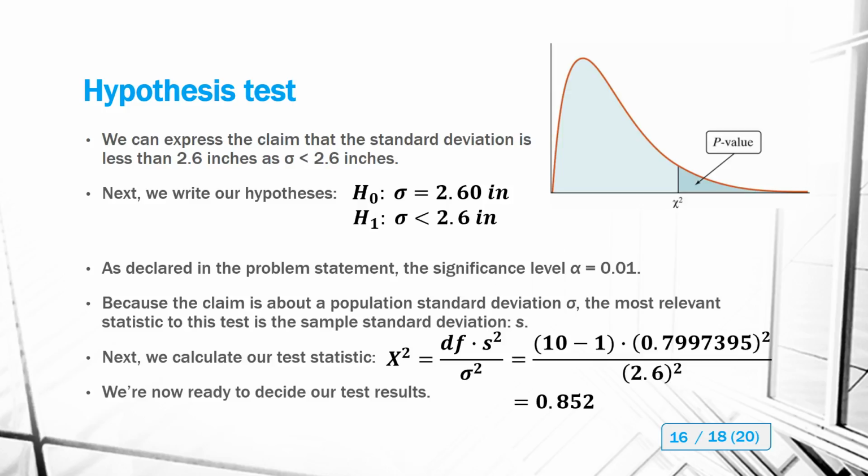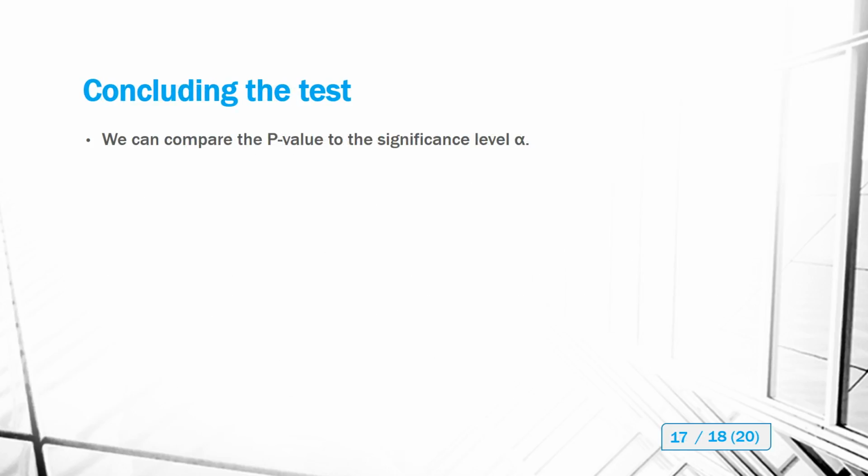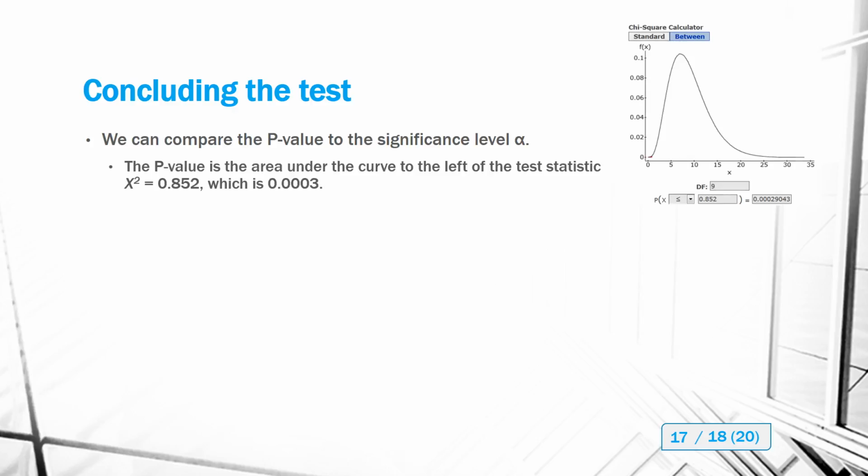We're now ready to decide our test results. First, let's see what happens when we compare the p-value with the significance level alpha. If I put the test statistic into a chi-square calculator, or I could actually use a table to get the area, I'm going to get the same number, 0.0003. That's a really small number. When we compare that number, it's much less than the significance level. Therefore, we're inside the critical region, and we can reject H0.